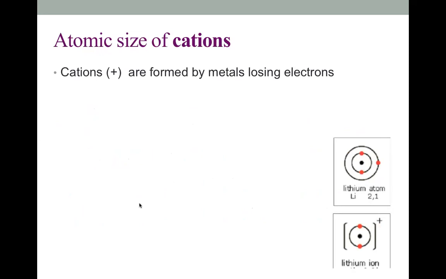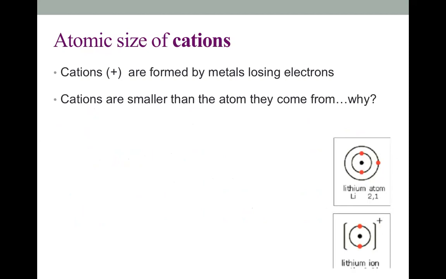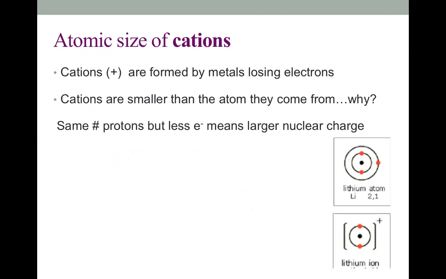Then we have ions, and ions are where it gets a little bit tricky because you really have to think about ZF again. Remember, cations have positive charges, and they're smaller than the atom they come from, but why? Why is, for example, lithium, Li, bigger than lithium +1 down here at the bottom? They have the same number of protons. That's never going to change. Both of them have 3 protons.